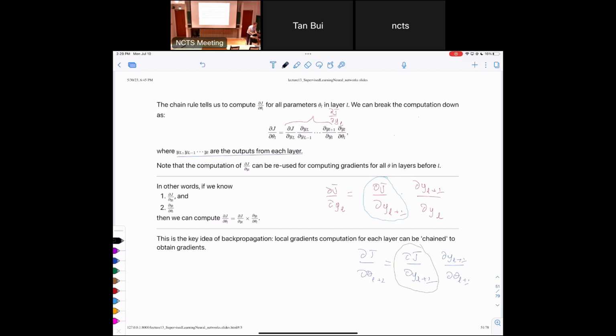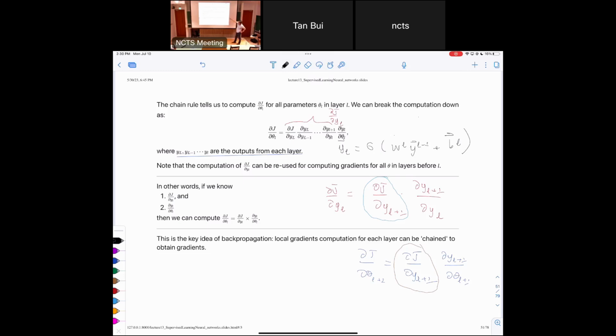Remember that Y_L is nothing more than sigma of W_L times the output from the previous layer, Y_(L-1), plus b_L. So whatever the output from the previous layer becomes the input for the next layer. This is what you've seen before. I just wrote it this way.